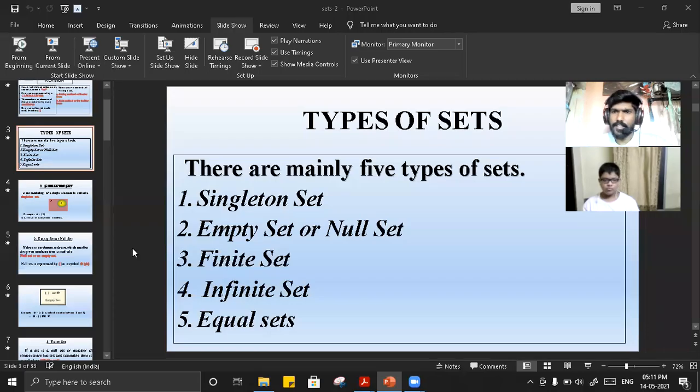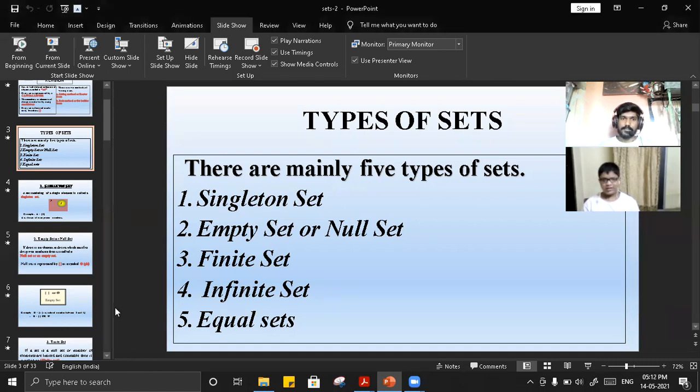Okay, so what is the singleton set? The singleton set is a set which has only one element. One element. Then what is an infinite set? The infinite set is one in which the elements will continue on and it will not stop. Yeah, we also call it uncountable. That means you cannot count it.